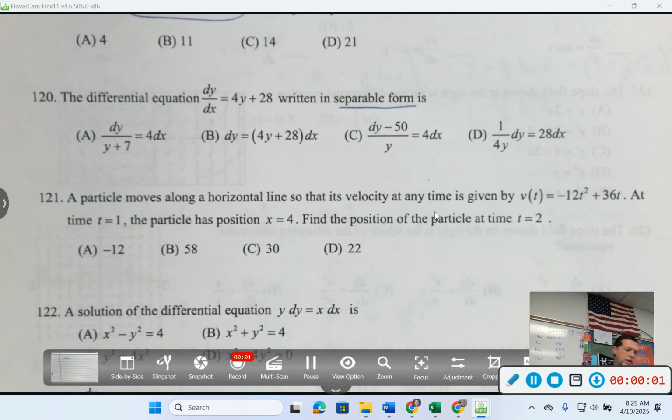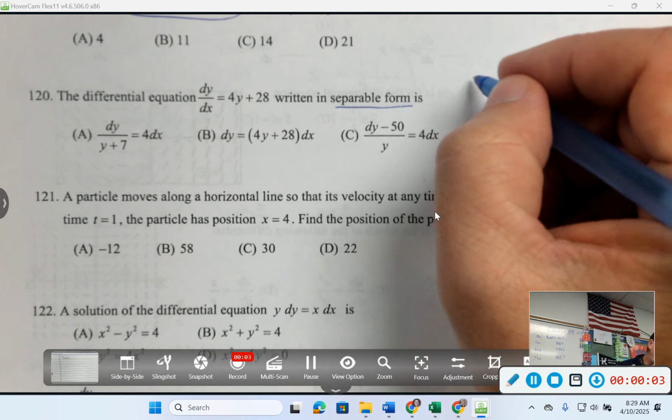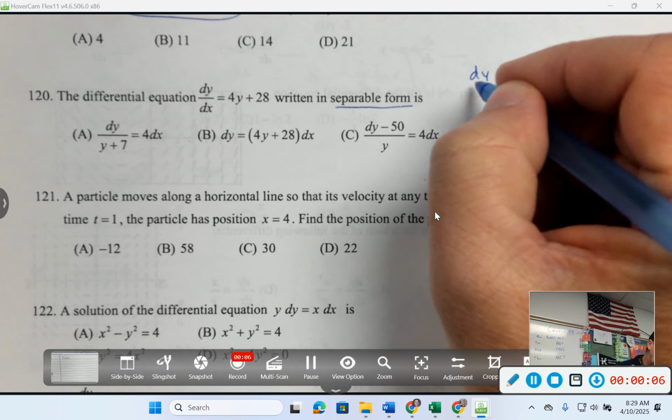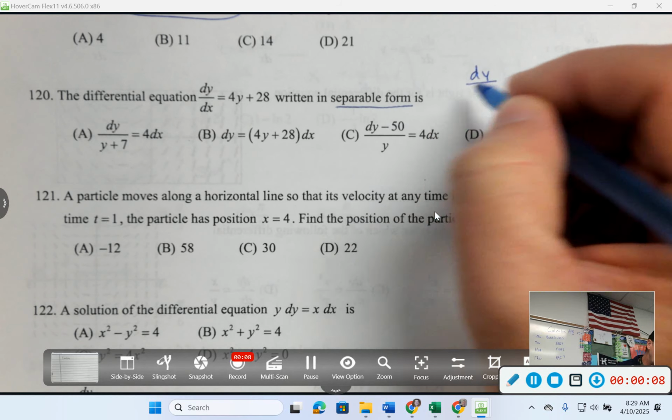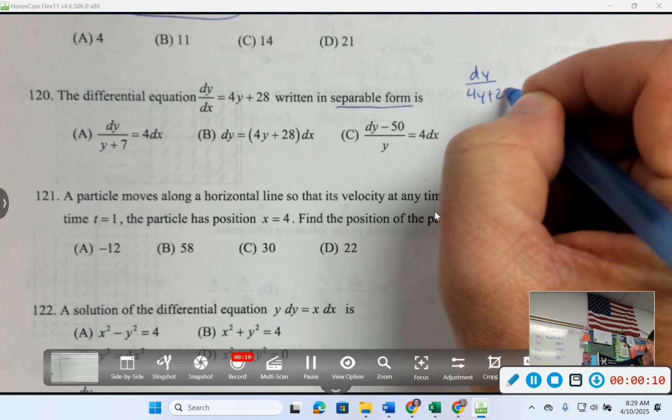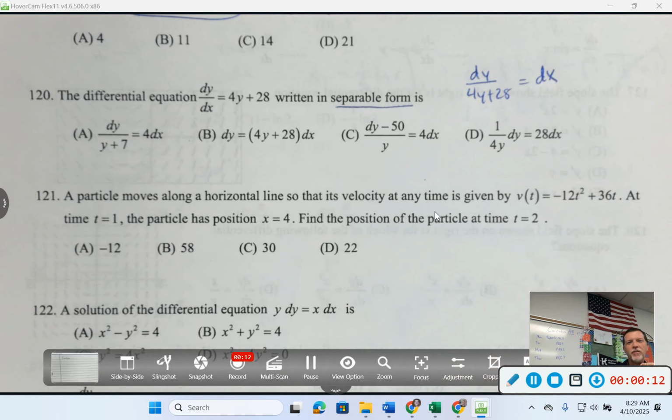Easy one on 120. So let's see, I'll do dy over 4y plus 28 equals dx. Like, that's my first thought, how to separate it. That's not one of my answer choices, though. So I do have to do a little bit of algebra.